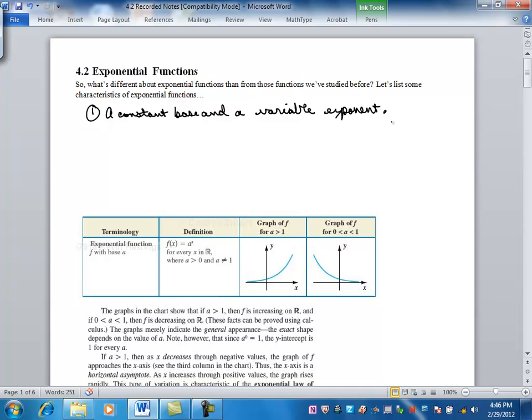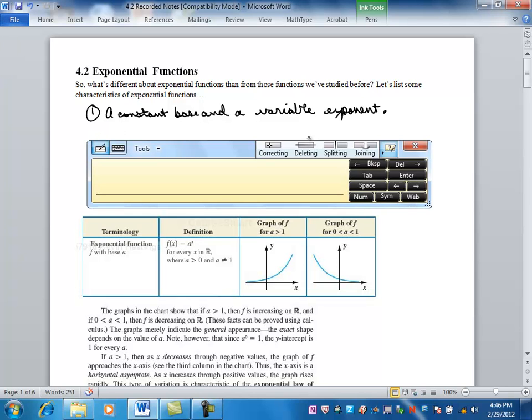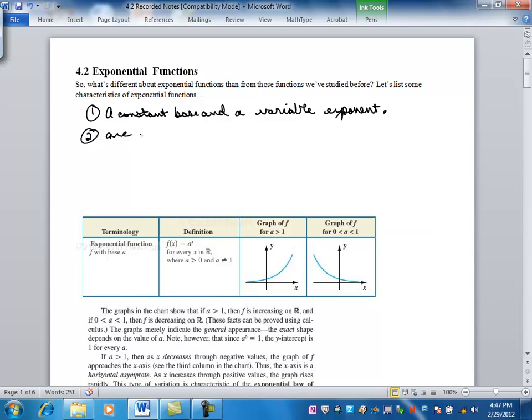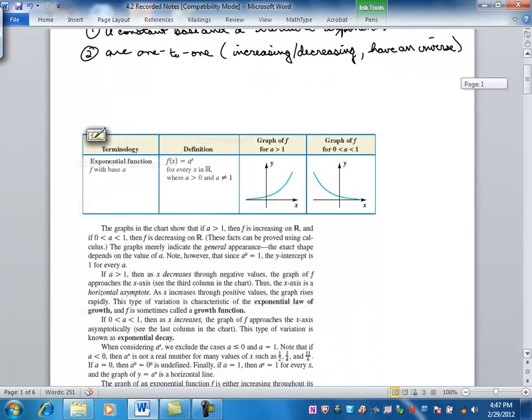Now, there are some other characteristics of exponential functions we ought to mention. Exponential functions are one-to-one. And because they are one-to-one, that means they're either going to be increasing or decreasing, and that means they will have an inverse. Alright, so knowing a function is one-to-one is a very powerful thing. It tells us quite a bit about the function.